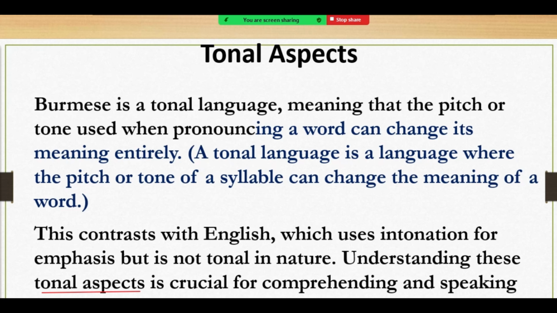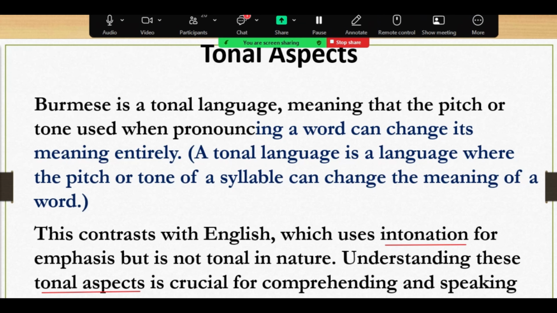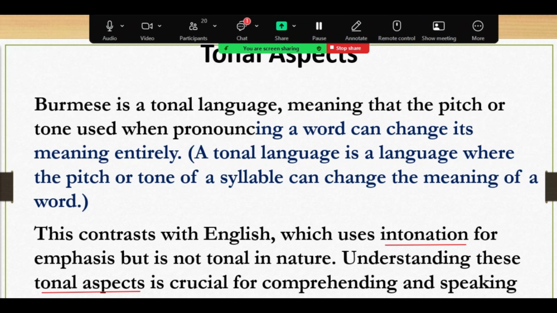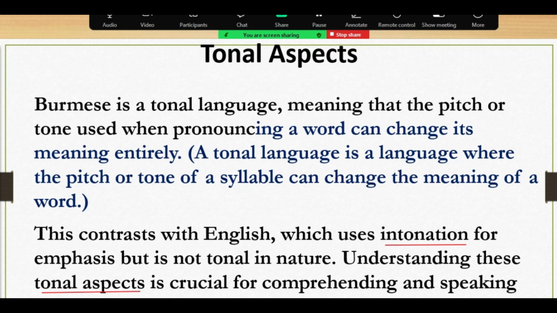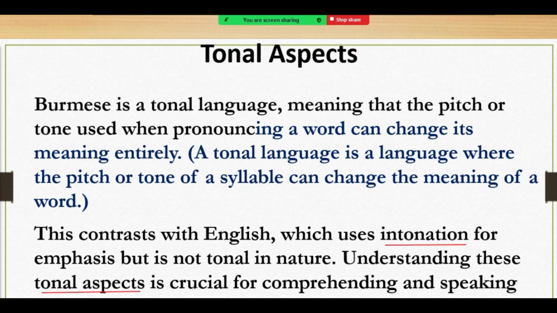It's like this. So for Burmese learners, they need to understand the tonal aspects. It's very important for understanding and speaking Burmese effectively. But for people who are learning English, they need to use what? Intonation. Intonation means rising and falling sound when they speak English. For emphasis, if they don't use stress, or if they don't use rising and falling sound when they speak, it's not very natural for speaking English.